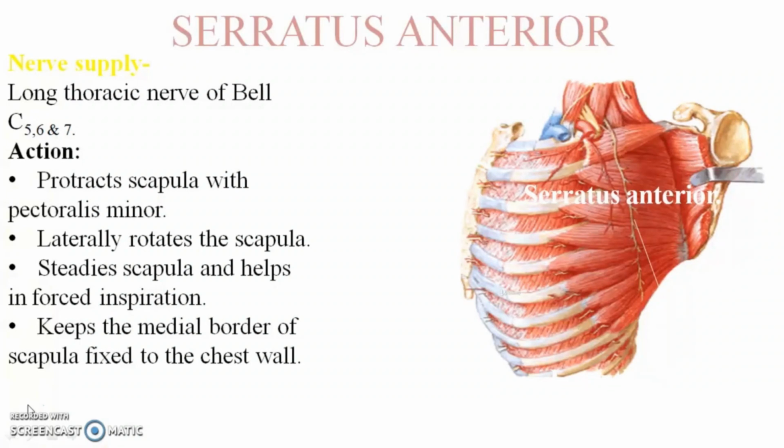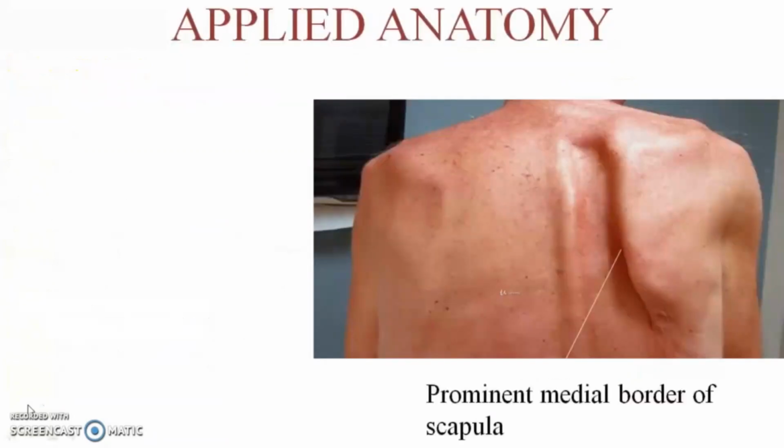One action will be made along with the pectoralis minor, that is protraction of scapula. The other 3 are lateral rotation, steadying the scapula during breathing, especially during inspiration, and also keeping the medial border of scapula fixed to the chest wall. That's all about nerve supply and action. I think now you will be thorough with all the 4 muscles with their origin, insertion, nerve supply and action. Now we will move on to the clinical aspect of these muscles.